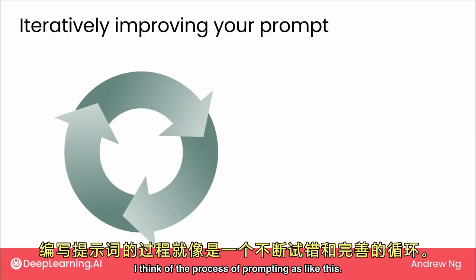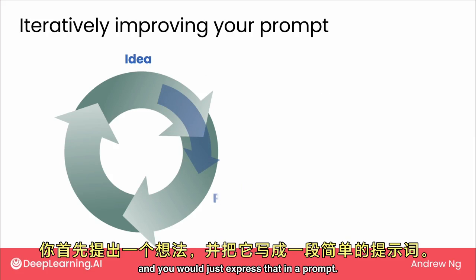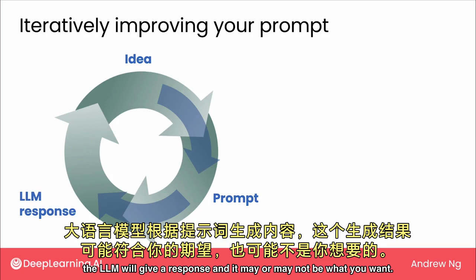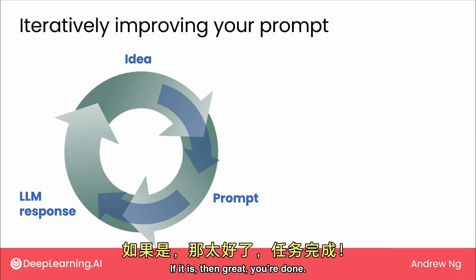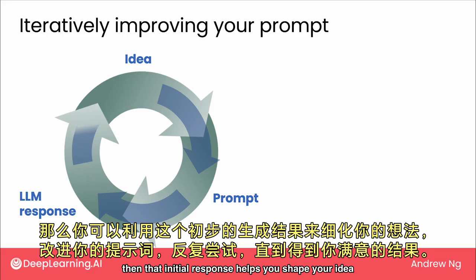I think of the process of prompting as like this. You start off with an idea of what you want the LLM to do, and you would just express that in a prompt. And then based on the prompt, the LLM will give a response, and it may or may not be what you want. If it is, then great, you're done. But if it isn't satisfactory, then that initial response helps you shape your idea and modify the prompt and iterate maybe a few times before you get to the result that you want.